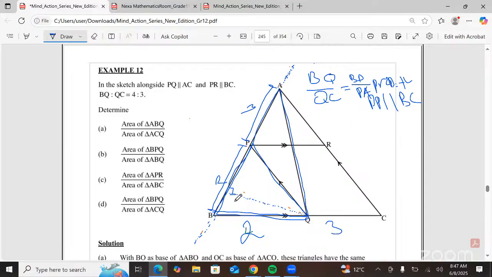Now the area ratio will be the base of triangle BPQ, which is BP, over the base of ABQ, which is AB. What is BP? We said that is 2, and AB is the whole of this, so it's 5. Then you get 2 over 5. Then you are done for the area of that ratio.